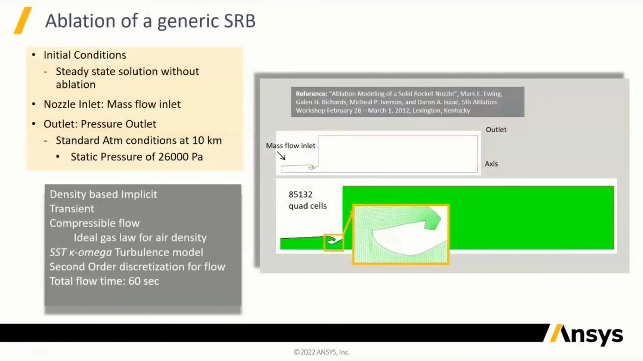Again, another ablation case is a generic solid rocket motor, and how to deal with that on the insulation material on the nozzle. This is another one we're trying to work with to see how we can implement it to work with the CHT and everything. This is one of our old cases, but again, as you can see here, it's density-based, solver transient, compressible flow, ideal gas, using the k-omega turbulence model, and second order. This one's running second order. We're working on our third order differencing right now to see how things work.